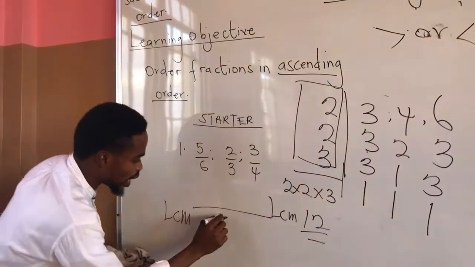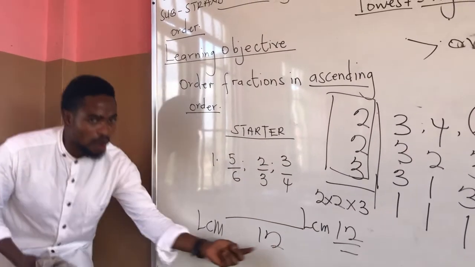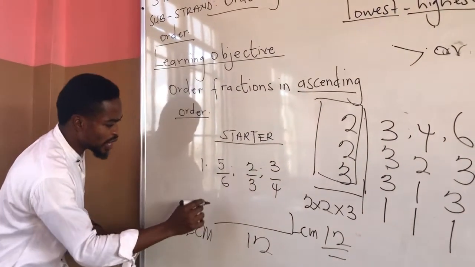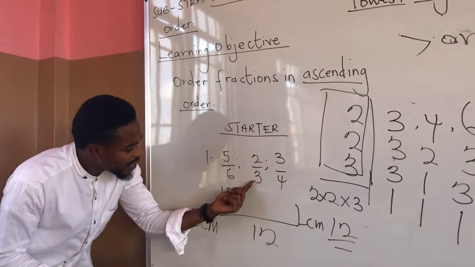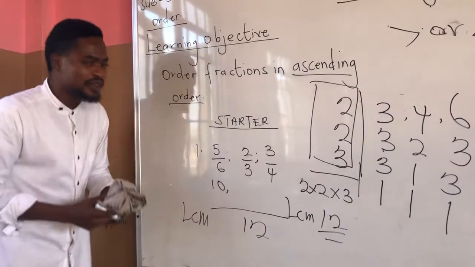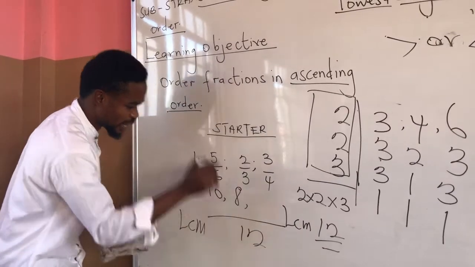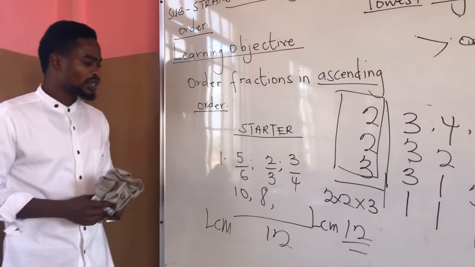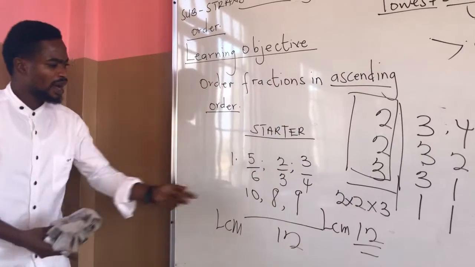Now let me clean the 24 because it's a bigger number. So let me use 12 now. Now 6 can go into 12 two times. So 2 times 5 will give me 10. Then I bring the comma. Then 3 goes into 12 four times. 4 times 2 will give me 8. Then I bring the comma. Then 4 goes into 12 three times. 3 times 3 will give me 9.